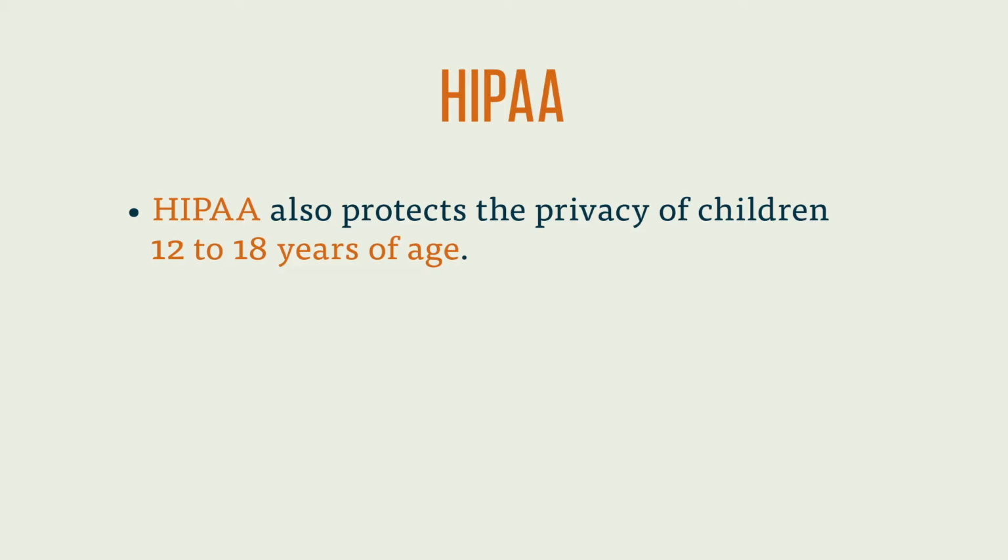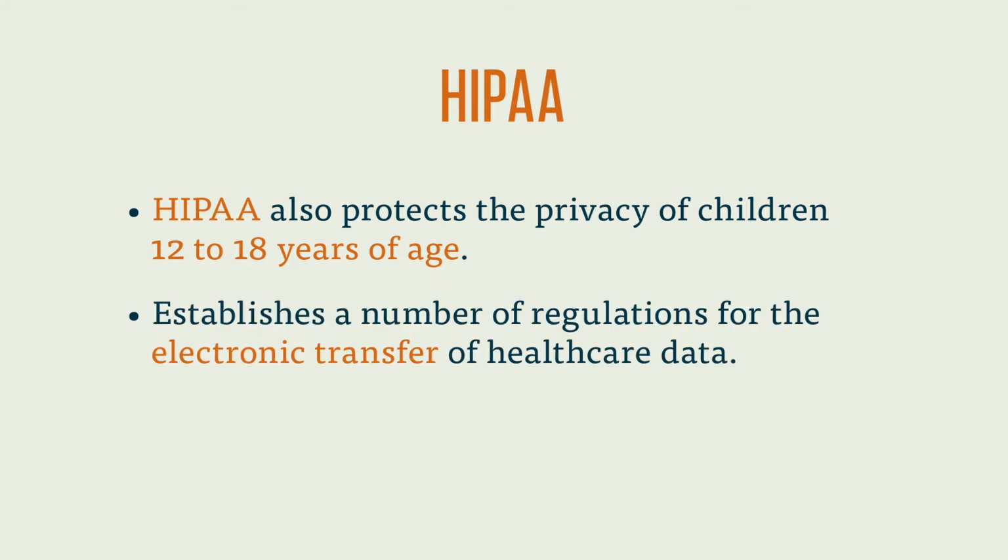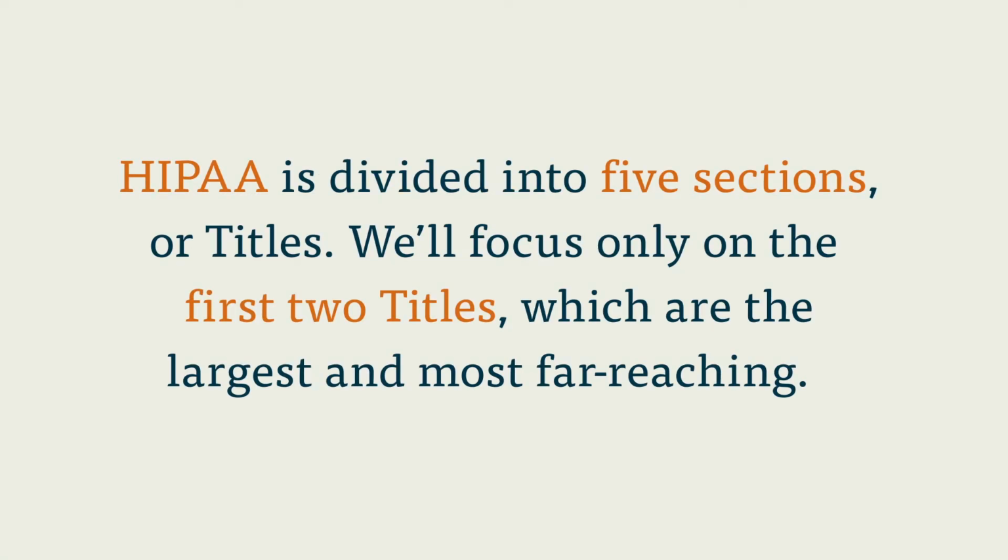Created in 1996, HIPAA is the act of Congress that protects the health insurance of workers and their families if they lose their jobs. HIPAA also protects the privacy of children 12 to 18 years of age and establishes a number of regulations for the electronic transfer of healthcare data. This last point is where we'll spend most of our time in summary, but let's look at the whole act in brief first.